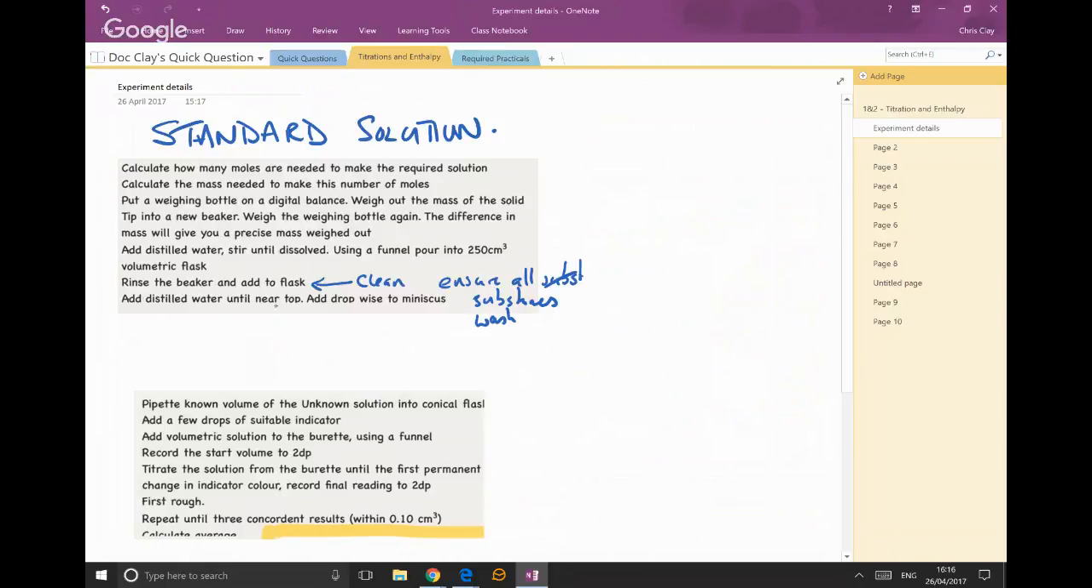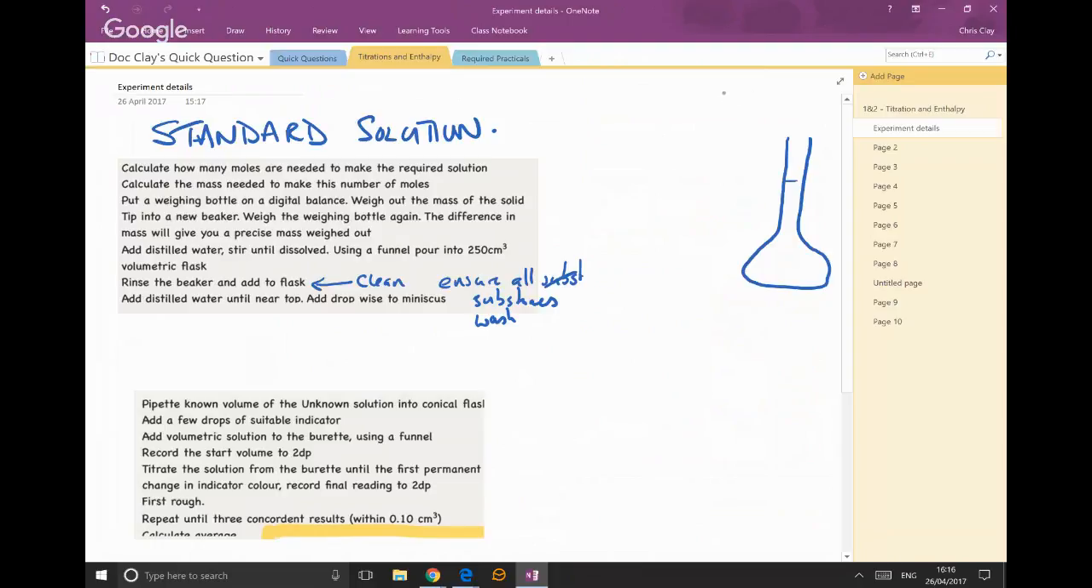And then we add here drop-wise to the top of the meniscus, just to take care so we don't overshoot when we're making a standard solution. If it's been a while since you made a standard solution, remember a volumetric flask looks a bit like this. You've got a line about there, and then you're filling up to the meniscus up to that point.